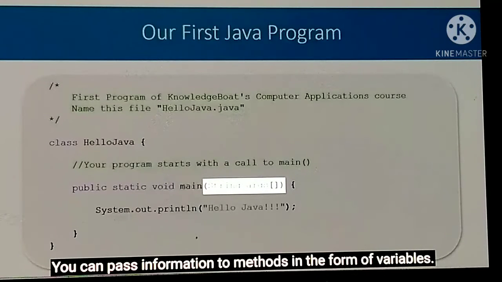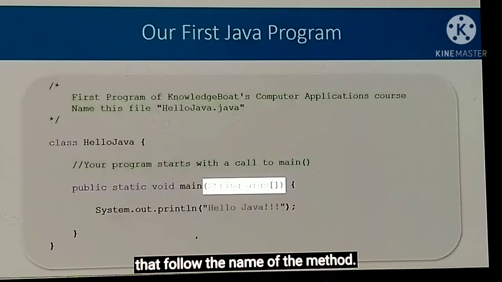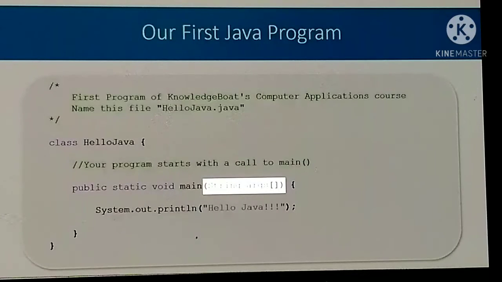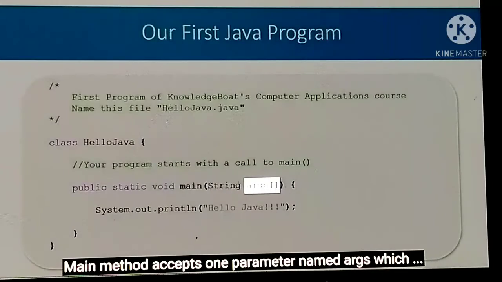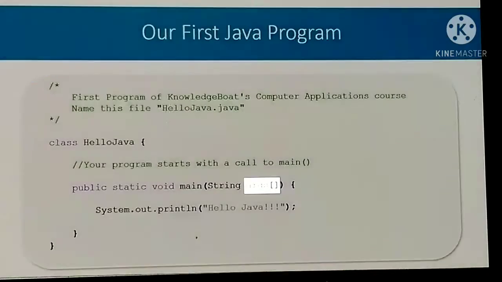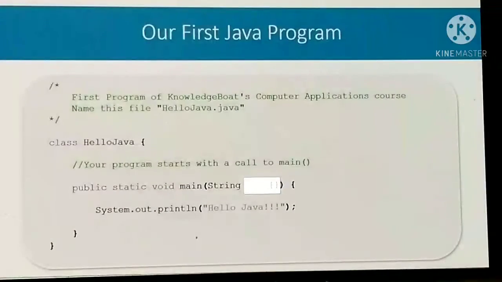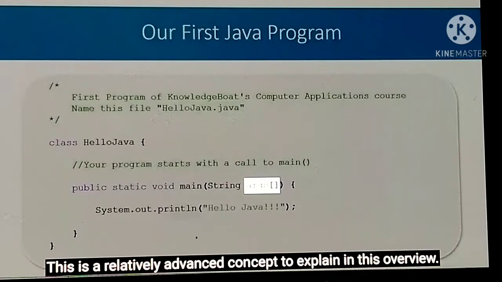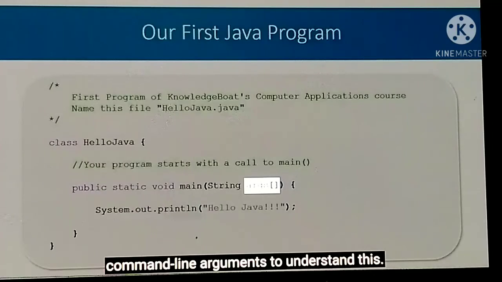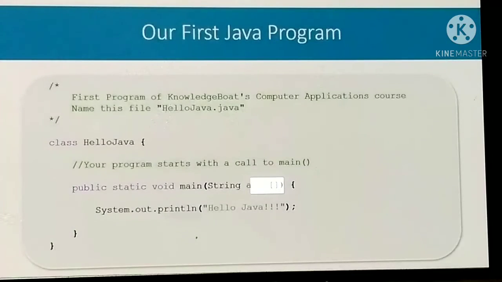You can pass information to the method in the form of variables. These variables are specified inside the set of parentheses that follow the name of the method. These variables are called parameters of the method. The main method accepts a parameter named args, which is an array of strings. You must be wondering, what is this array of strings? What does it even mean? And who supplies the values of the args parameter? This is a relatively advanced concept to explain in this overview. You need to have some understanding of arrays and command line arguments to understand this. I promise that I will explain this once we have covered arrays.